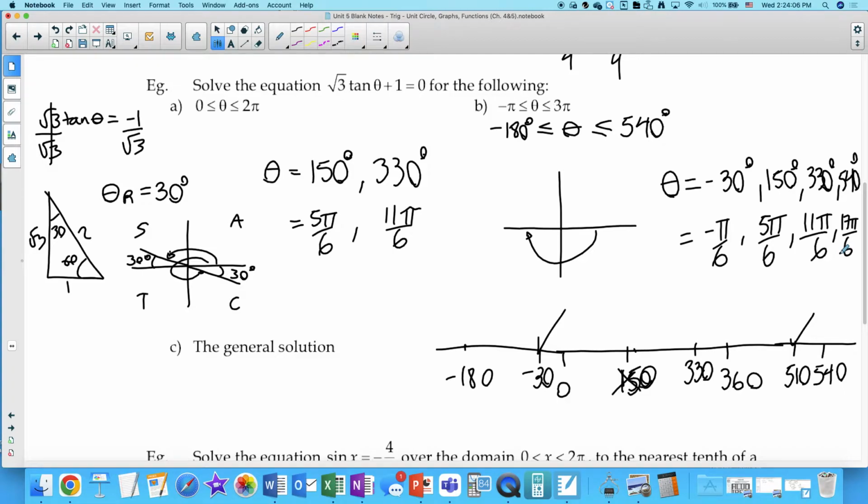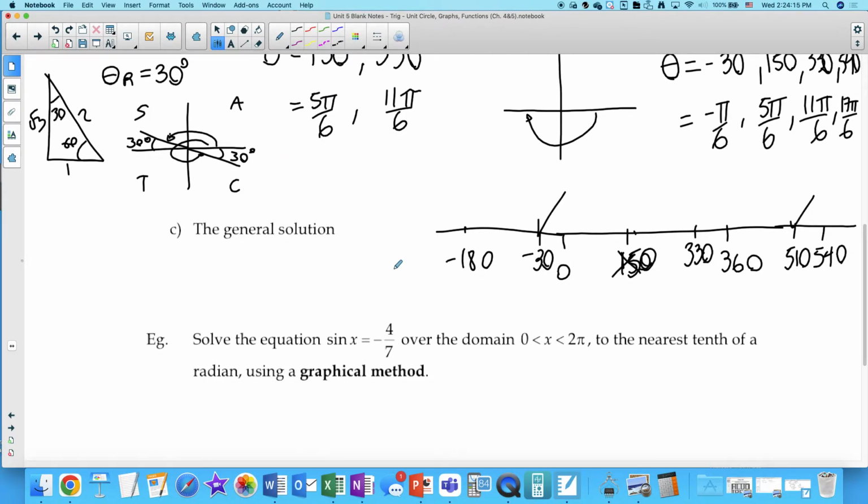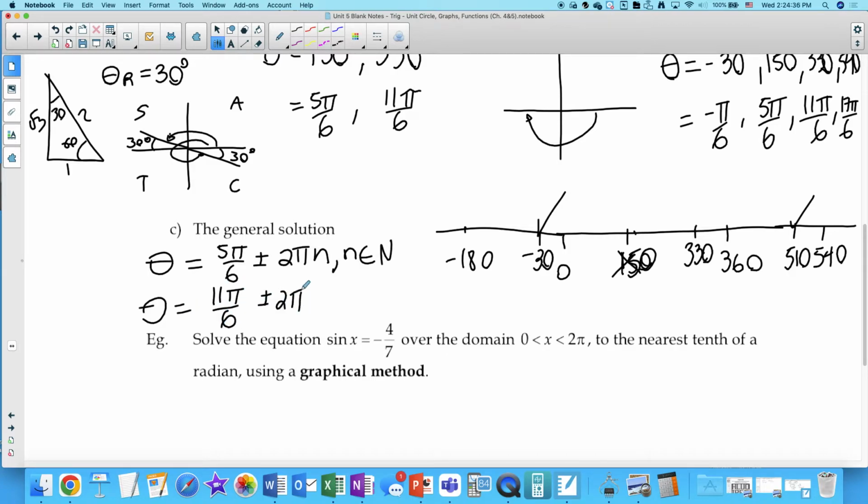Now, the general solution, we're going to take these two, which are within the first 2 pi, and then add or subtract multiples of 2 pi. So the general solution would be 5 pi over 6 plus or minus 2 pi n, where n is an element of the natural numbers, or that one, 11 pi over 6 plus or minus 2 pi n, where n is an element of the natural numbers. Okay? All right.